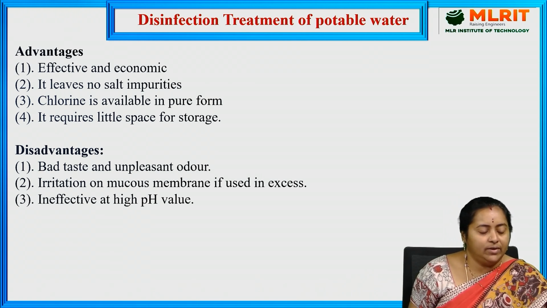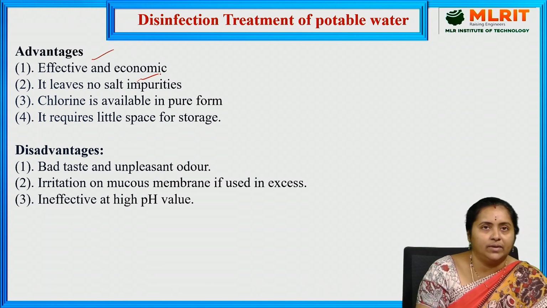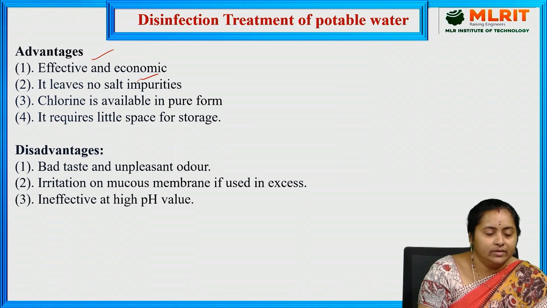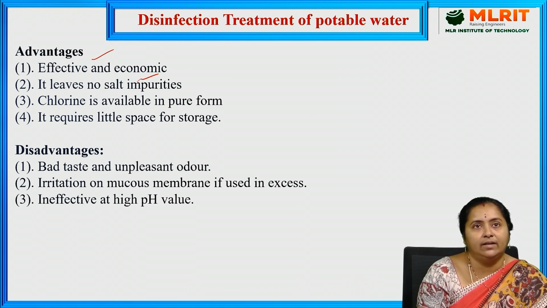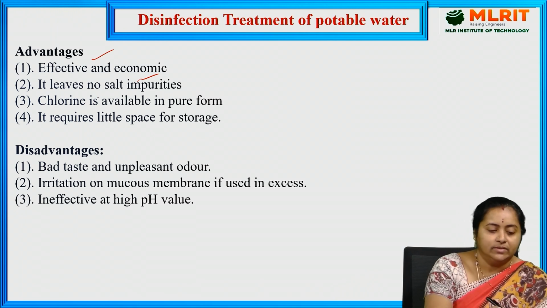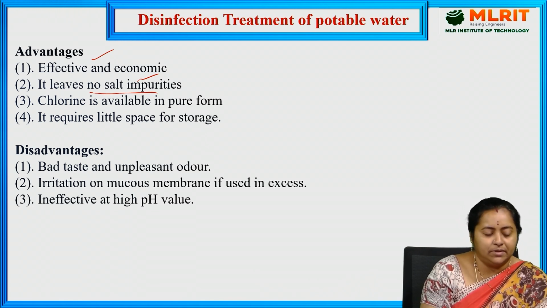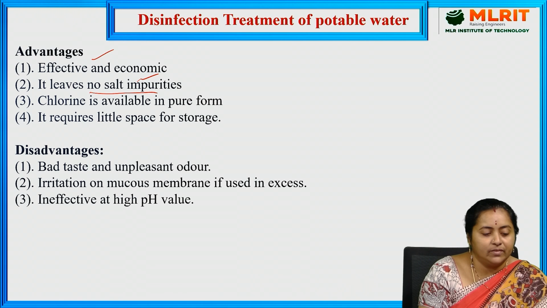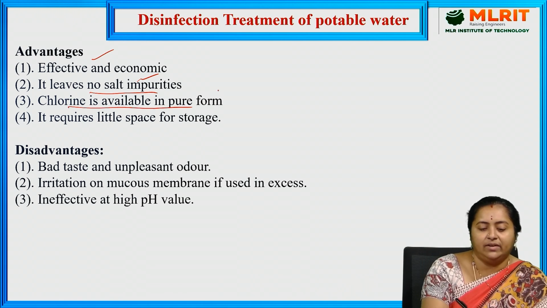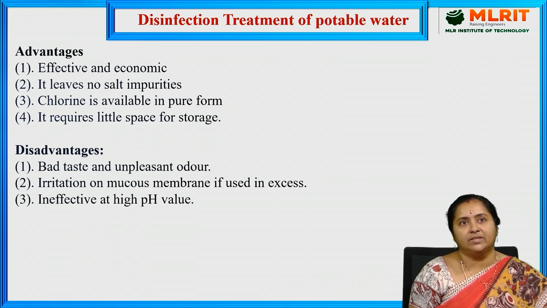Coming to the advantages, it is more effective and also economical. During this process, there are no salt impurities. At the end of the disinfection, it does not release any kind of salts. That is one more advantage. If there are no salt impurities, then it is good for drinking water purposes. And we know that chlorine is commercially available in its purest form. That is one more advantage: it doesn't need any kind of purification before its usage.